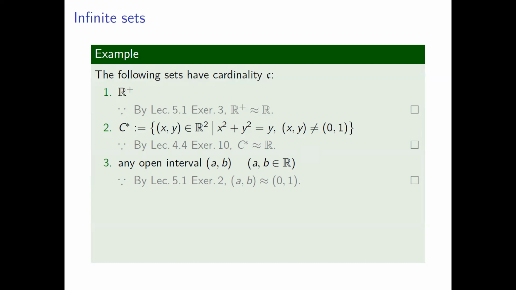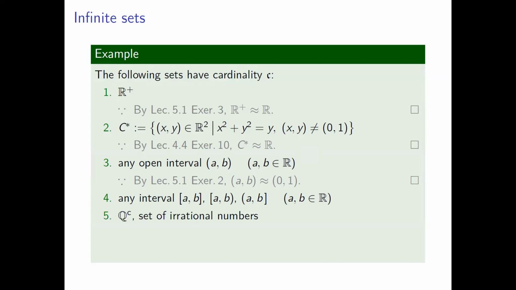For the remaining examples, we omit the proof as this is beyond the scope of our course. Any interval with endpoints a and b for real numbers a and b. The set of irrational numbers, the power set of N, and the set of all ordered pairs of real numbers. All of these sets have cardinality C.